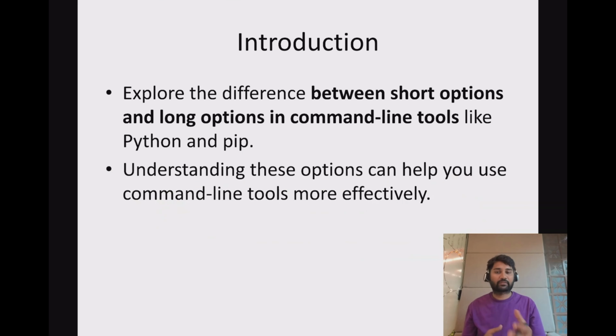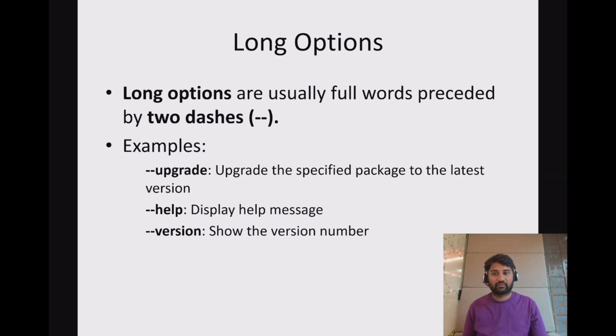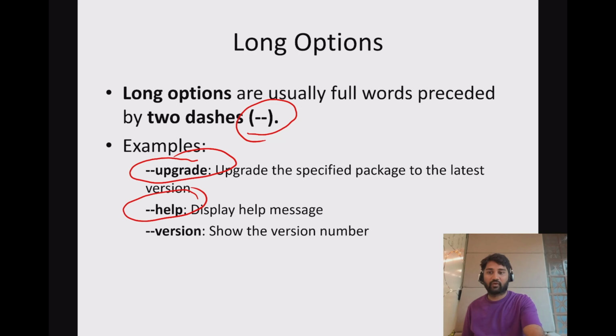The same thing I am explaining here. The difference between short options and long options is the single dash. Short options typically use a single dash or single hyphen. These are the examples. When you come to the long options, they use two dashes or two hyphens, and as I said, upgrade, help, version, all these are long-form options. Whenever you use long options, they are more descriptive about what task they are going to perform.